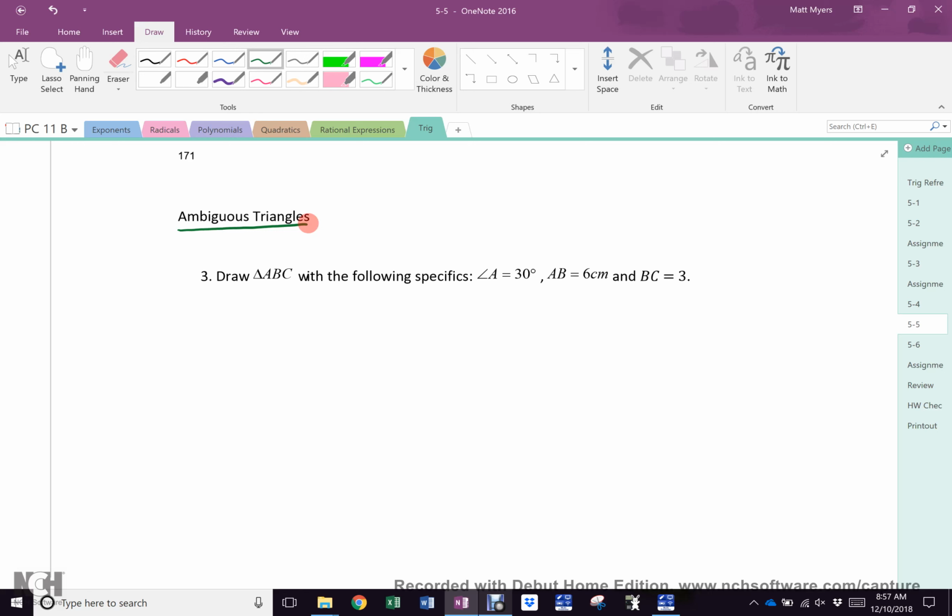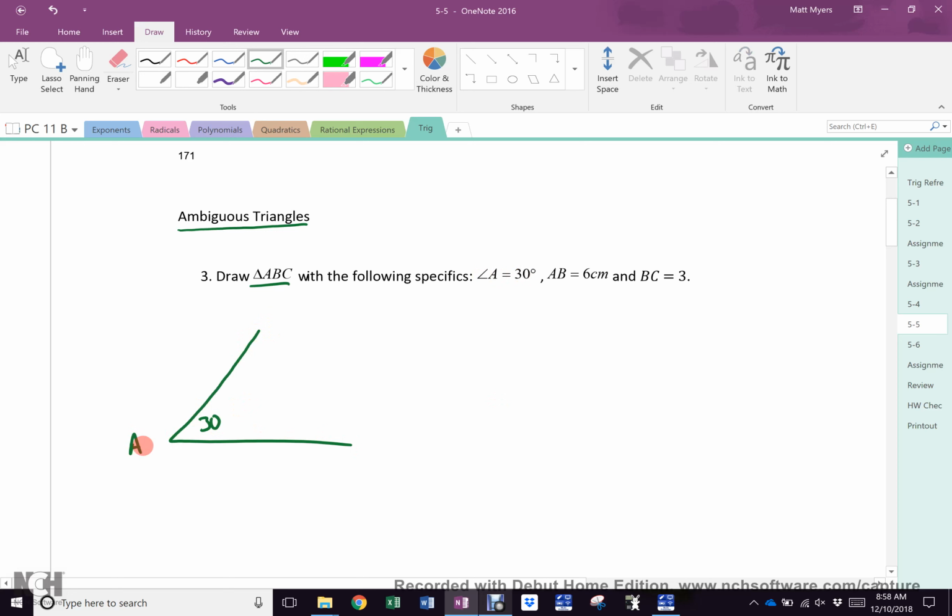Everybody cool? All right. So I want you to draw me a triangle ABC, with the following specifics. So this is what we know. So we need an angle of 30 degrees. Everybody cool? So let's just draw that. Doesn't matter what it looks like, does it? We're just going to draw an angle. 30. And I've said that is angle A. Everybody good?